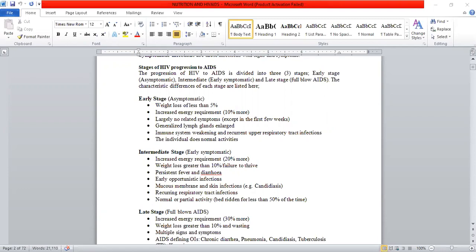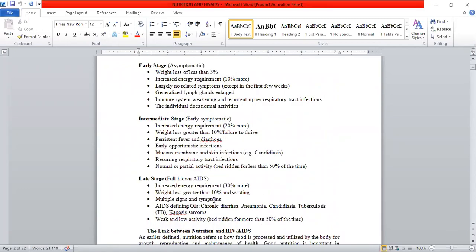Then in the full-blown AIDS, you see now the person's weight loss is greater than 10%. It is way much more than in the earlier stage. So if a person's normal weight was 50, you find that they are even less than 40 kgs. And now the energy requirement is about 30% more. So you see the energy requirement is increasing depending on the stage of the infection. Are we together? Yes. So that is a key thing that you need to note.